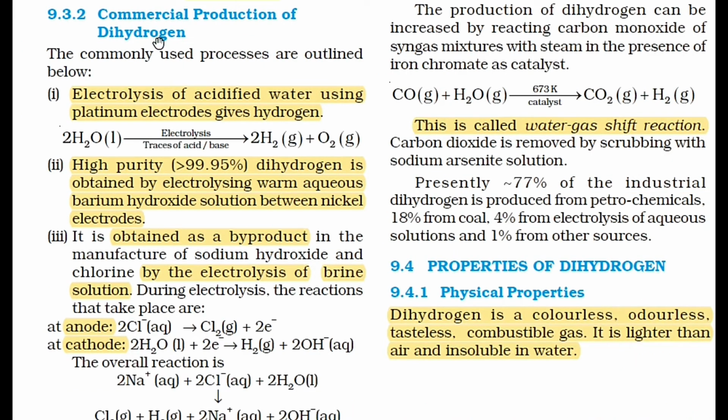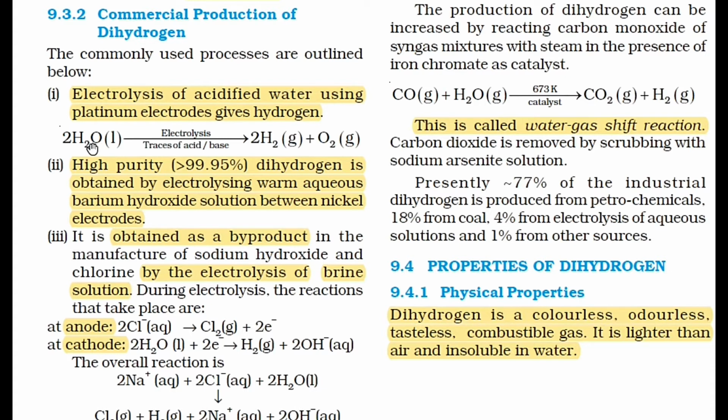Commercial production of dihydrogen. The commonly used processes are outlined below. First, electrolysis of acidified water using platinum electrodes gives hydrogen gas. We know that electrolysis of pure water is not possible, but with traces of acid or base, it can break down into H plus and OH minus.